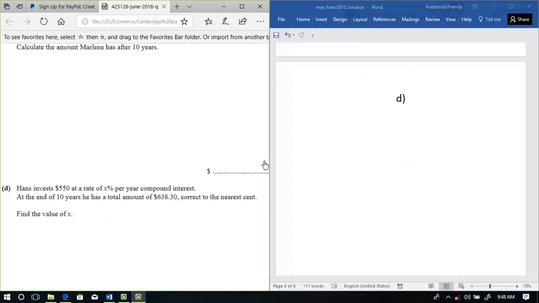Now the D aspect. Hans invests $550 at the rate of x percent per year compound interest. At the end of 10 years, he has a total amount of $638.30 correct to the nearest cent. Find the value of x.